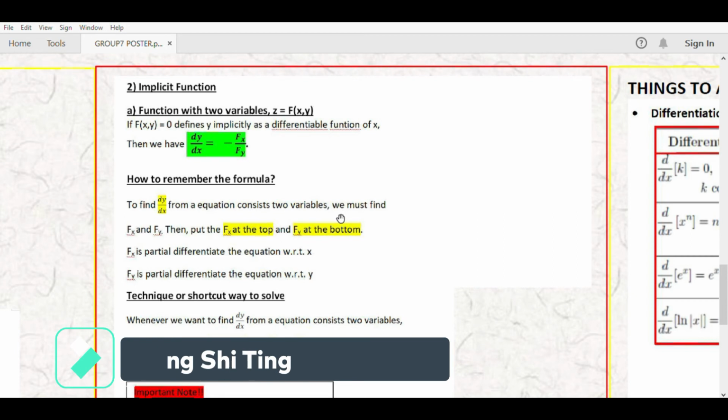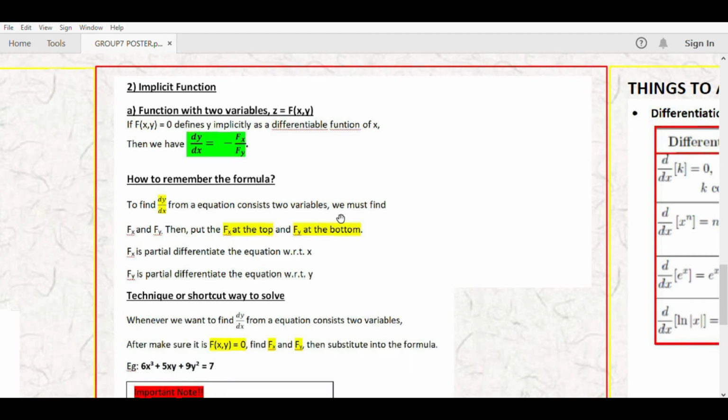Now I am going to talk about the implicit function for function with two variables, z equals f(x, y). If f(x, y) equals 0 defines y implicitly as a differentiable function of x, then we have dy/dx equals negative fx over fy. Let's see how to remember the formula.